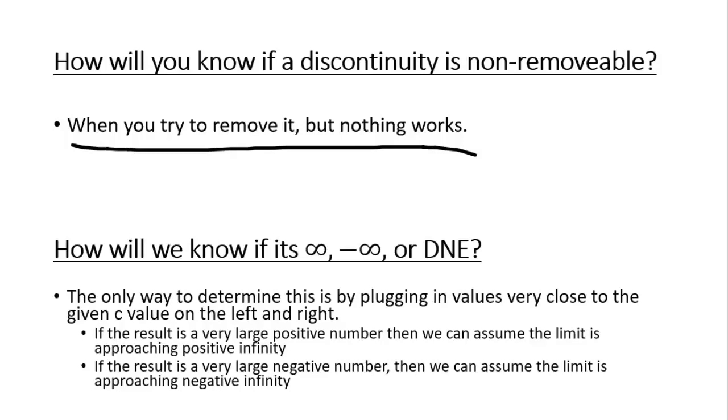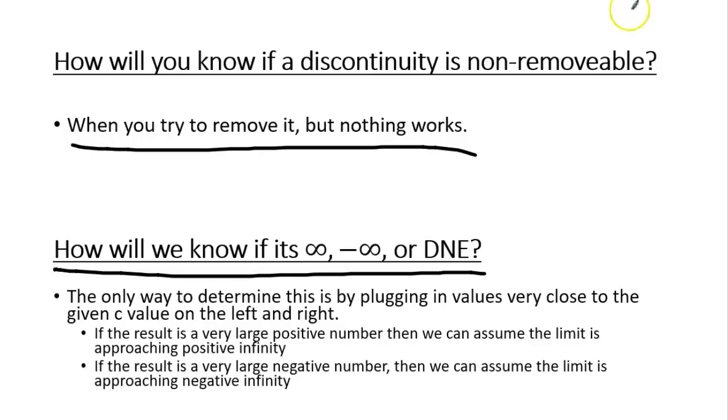And so at that point, we don't want to just say, okay, well, I'm done. We want to go a little further, and we want to say, okay, so now more specifically, what am I going to say? Is the answer infinity? Is it negative infinity, or does it just not exist? Now, the only way that you're going to be able to determine that is by plugging in values that are really close to the given c value on the left and right, and just look at it. If you end up with a really big positive number, then you can assume that that limit is going into positive infinity. But if you end up with a really large negative number, then you can assume that that limit is approaching negative infinity.